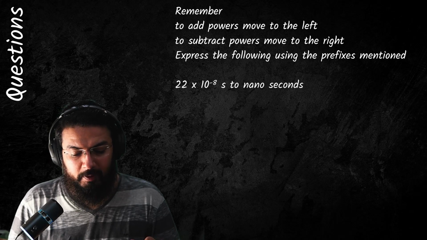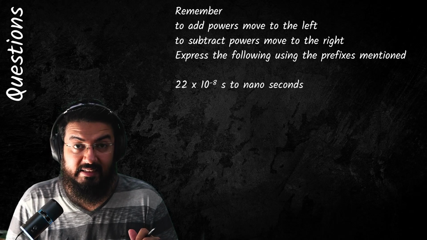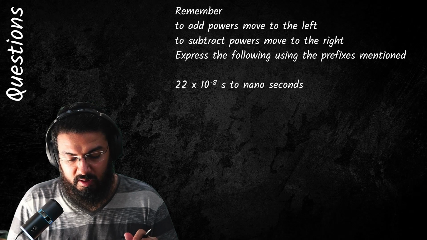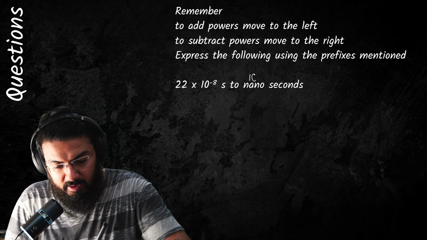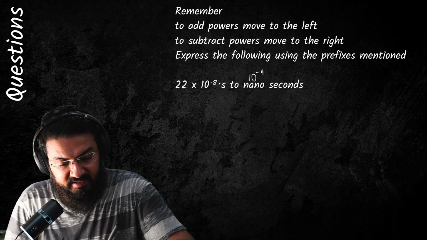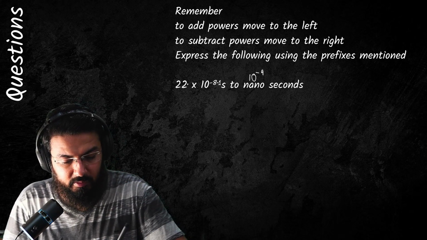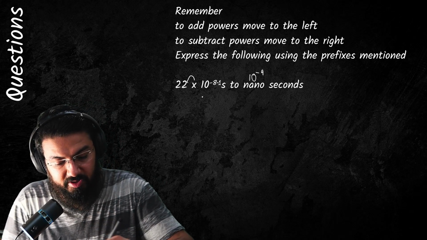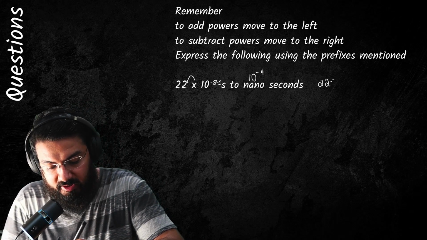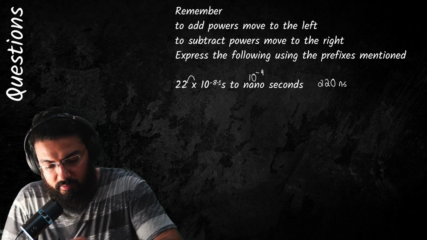You have 22 into 10 raised power minus 8 seconds. Now you're going to convert this to nanoseconds, which is 10 raised power minus 9. To convert to minus 9, you are supposed to subtract 1. And to subtract 1, you are actually going to move to where? You are going to move to the right. So this right here, the answer would be 220 nanoseconds.